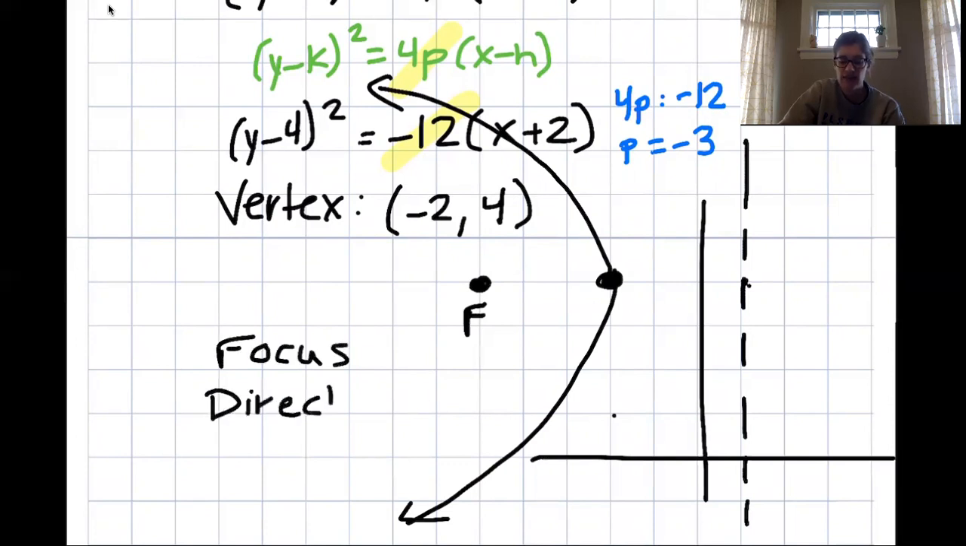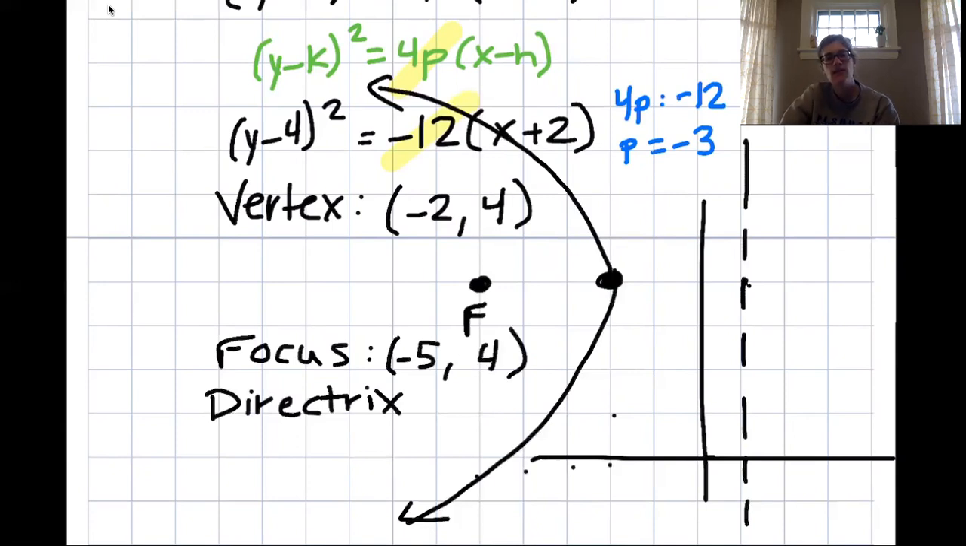Let's see, I still need to label my focus and my directrix. And like I said, sometimes that's easier to do after you have your picture, so I can see from my picture where my focus actually is in relation to the origin. Okay, if I go back to 0, 0, I'm going left 1, 2, 3, 4, 5. So that will be at -5. And then I'm still going up 4.